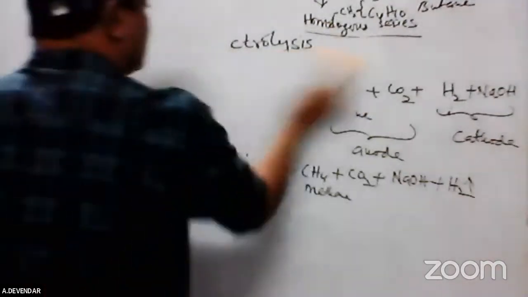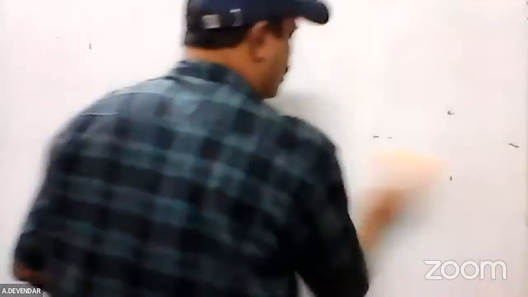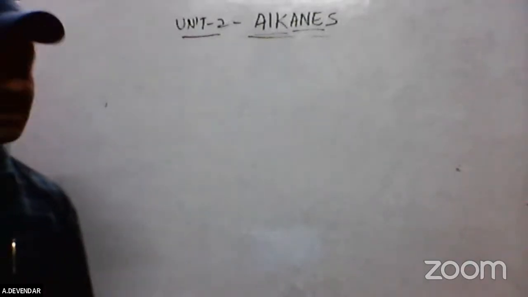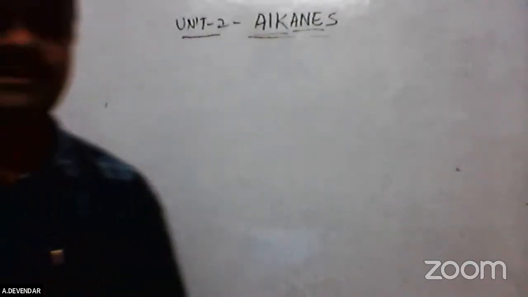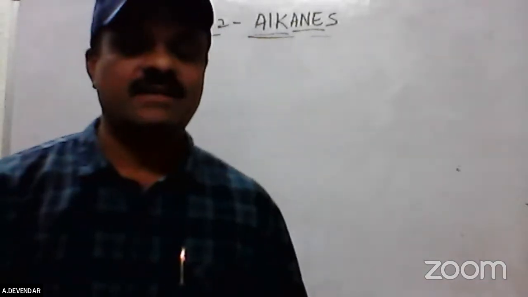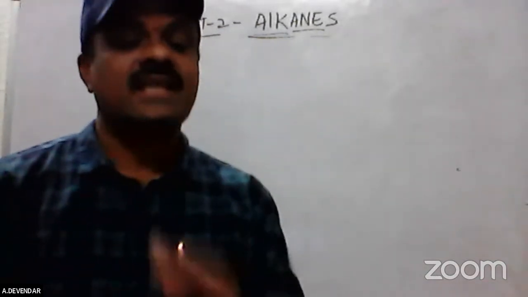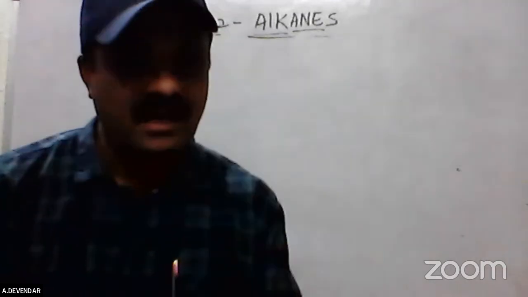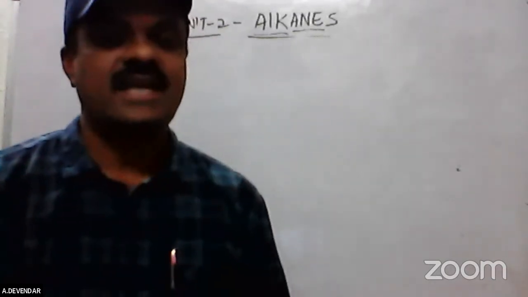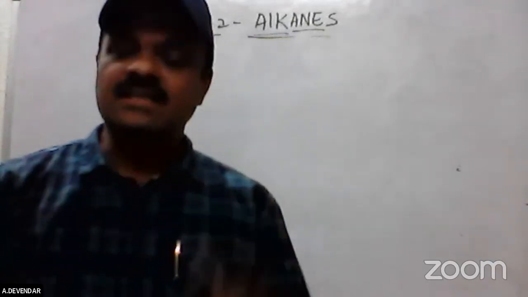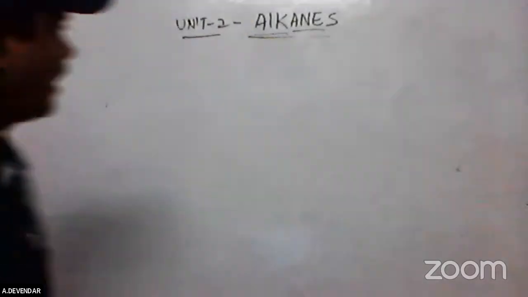Now coming to the physical properties. These saturated hydrocarbons are very stable compounds. Why? Because only single covalent bonds are there. They do not undergo chemical reactions with reagents at ordinary temperature. Why? Because they are saturated already. But under drastic conditions, they can undergo substitution reaction. That is a reaction that will take place in these alkanes.